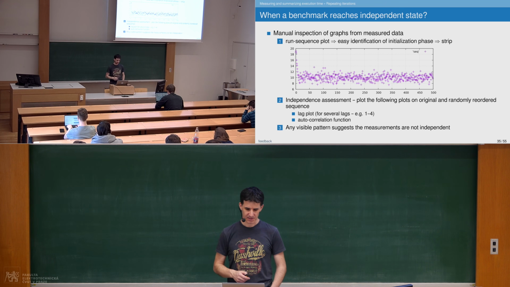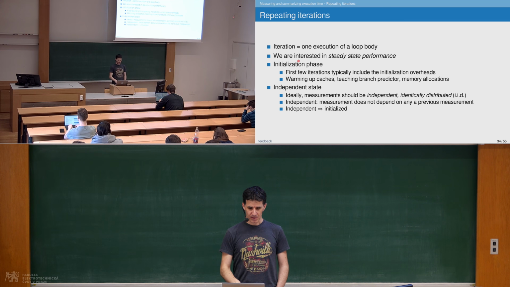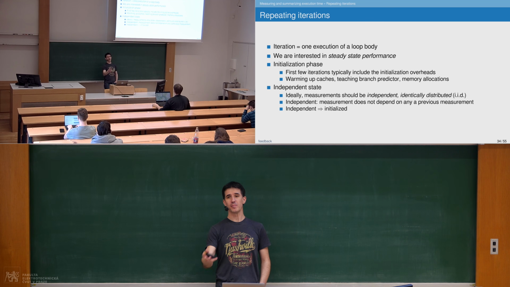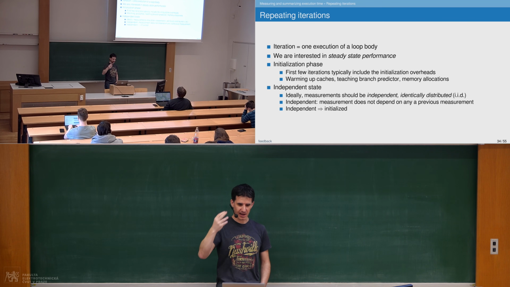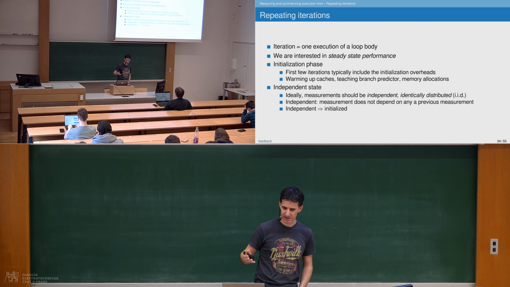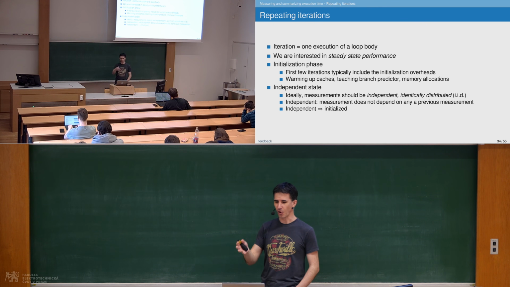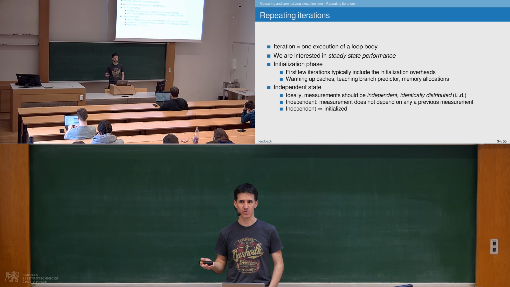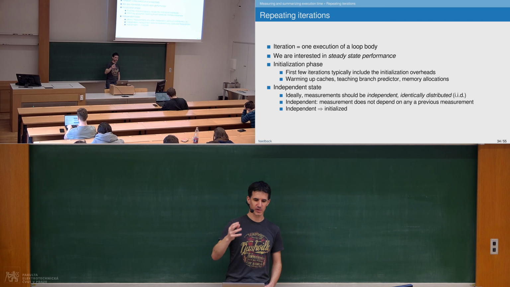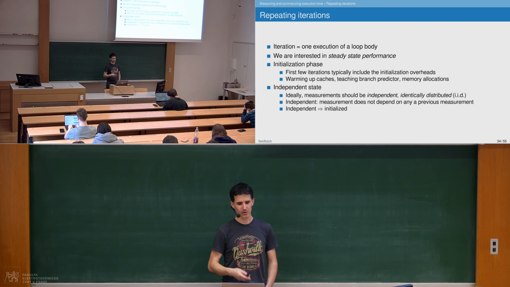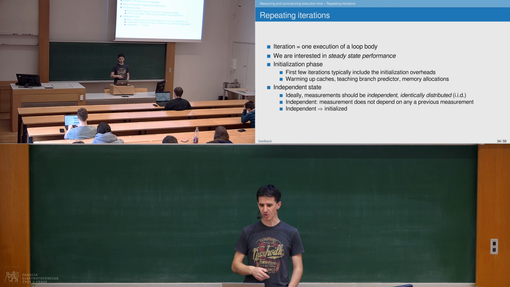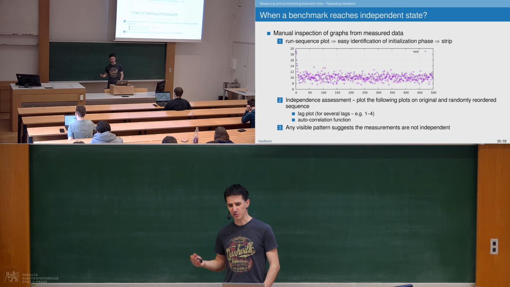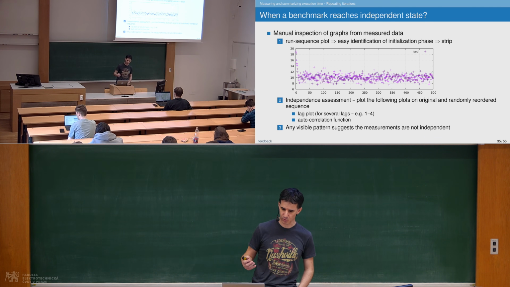The second thing is, maybe I'll go back to the slide, we also want to reach the independent state where one measurement doesn't depend on previous measurements. If this is the case, all your measurements are independent, and most of the statistics are designed just for independent measurements. If for some reason your measurements are not independent and one measurement depends on the previous value and so on, then those statistics will be a bit off. So how can we figure out whether our measurements are independent or not? There are two ways.